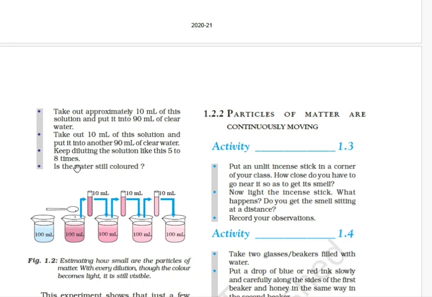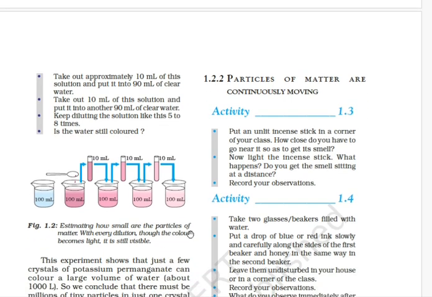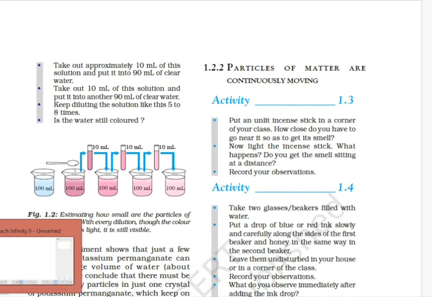Is the water still colored? Here we can see that its color gets faded. Here it is dark color, here it is light color. To explain this I will try to give you an example.